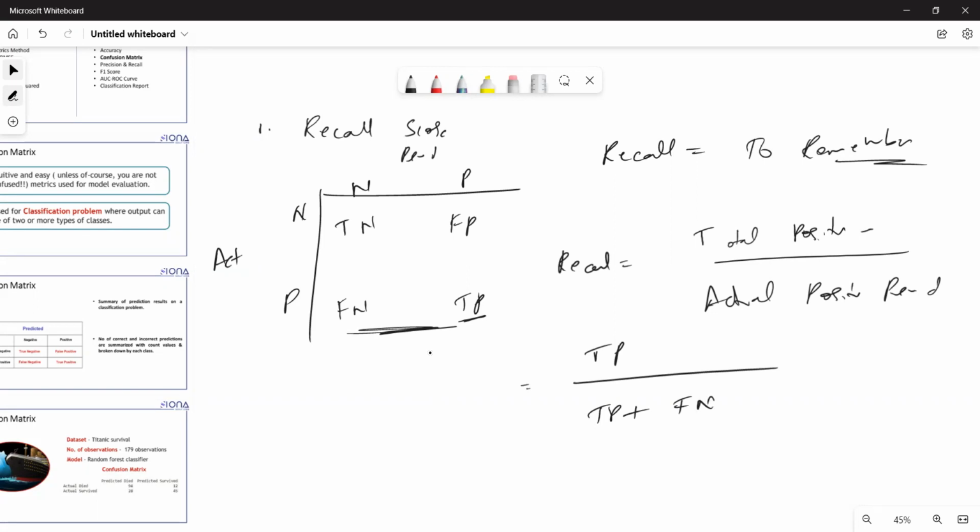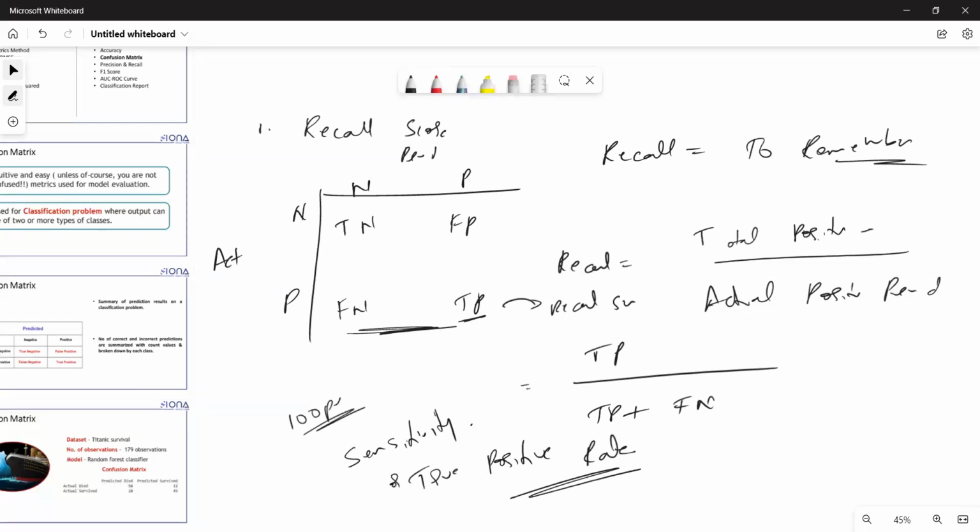So this is nothing but my recall score. That is, if 100 people are actually defaulted, how many are we able to catch? This is recall. So recall is also called sensitivity or true positive rate. If 100 people actually defaulted, how many did we able to catch?